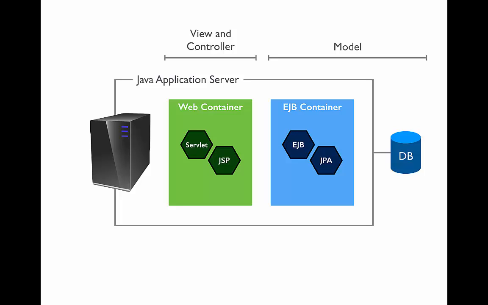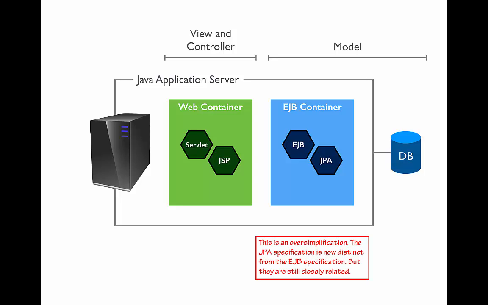A Java application server like Glassfish consists not only of a web container that manages servlets and JSP pages, but also an EJB container that manages EJBs and related technologies. In fact, this is a bit of an oversimplification because as of EJB 3, the Java Persistence API became its own specification and can be used independently of an EJB container.